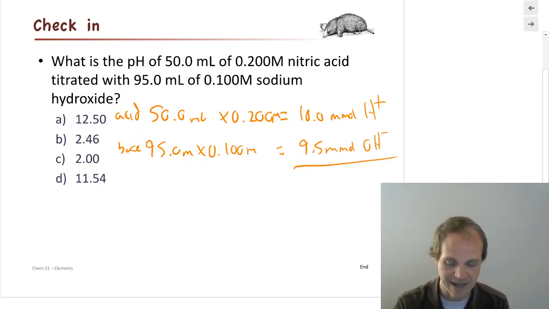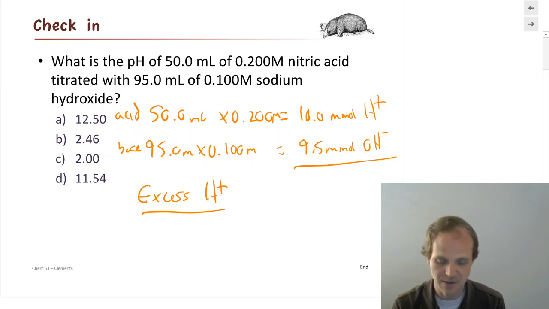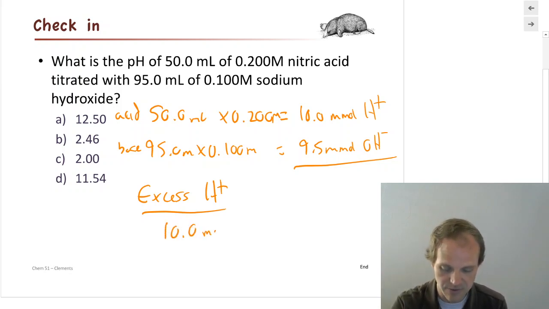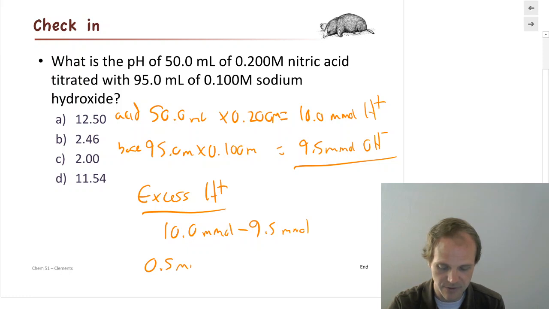We have excess H plus, right? We're not going to write the H plus OH thing here. We have excess H plus. We have more H plus than OH minus by 10.0 millimoles minus 9.5 millimoles. And so we have 0.50 millimoles of H plus.